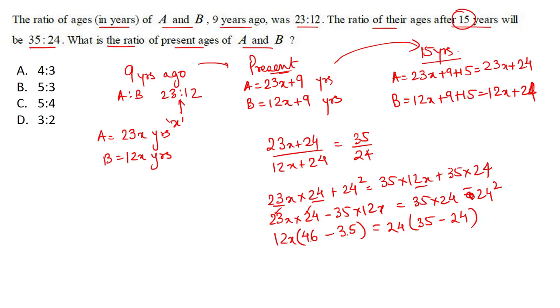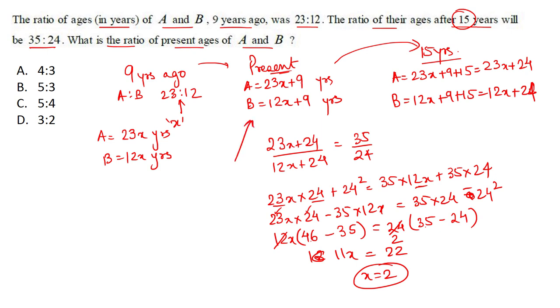So 46 minus 35 comes out to be 11. The 12 twos get cancelled over here. So what I have is 11x, and 35 minus 24 is again 11. 11 into 2 is 22, so x comes out to be 2. Now we have to find out the ratio of the present ages.